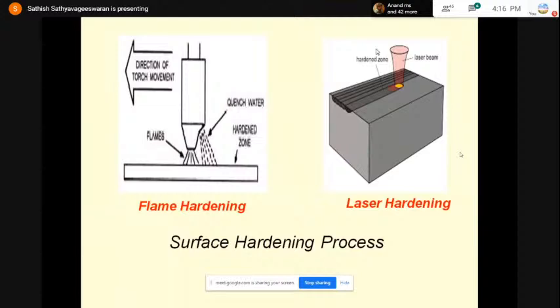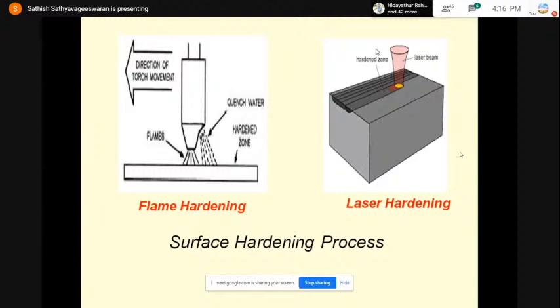On the other hand, if you go for laser hardening, it comes under a high energy density process, wherein you need to apply only a very minimum amount of heat. So once you are applying a minimum amount of heat, your grain growth will be restricted, and as a result, you could end up with a very substantial improvement in the wear and corrosion resistance. So this is the specialty of laser hardening when compared with flame hardening.